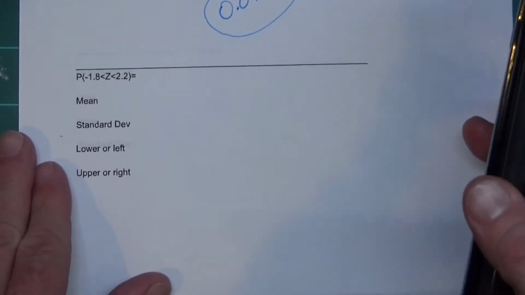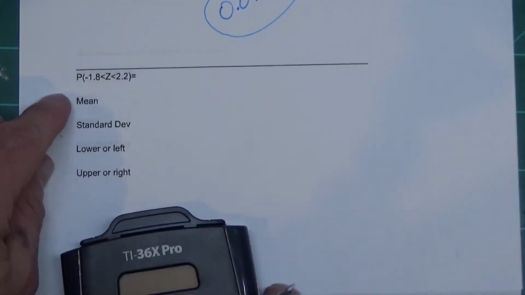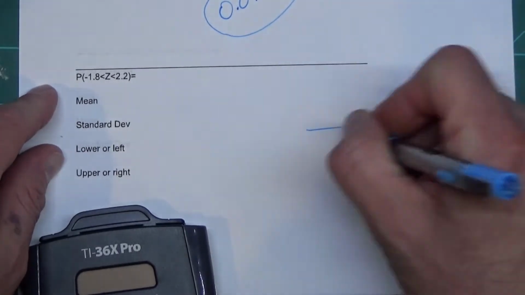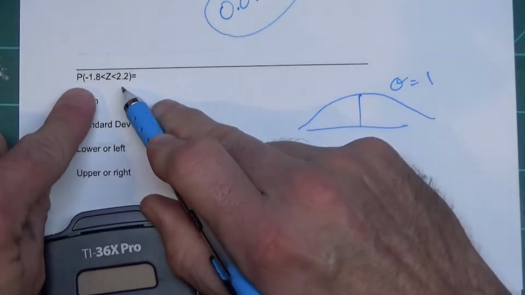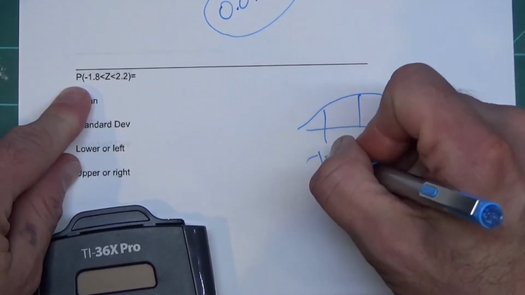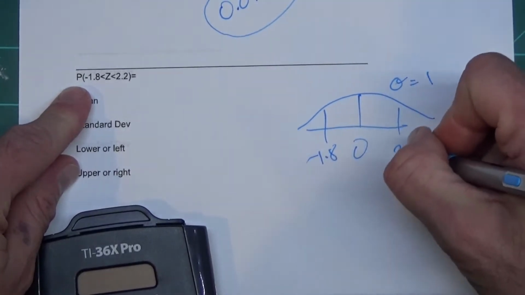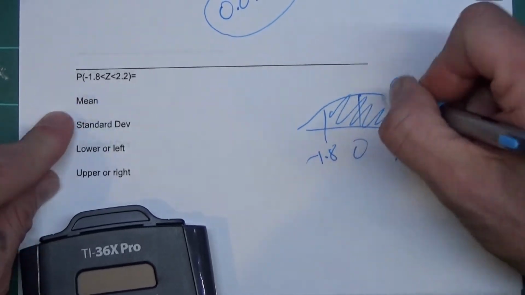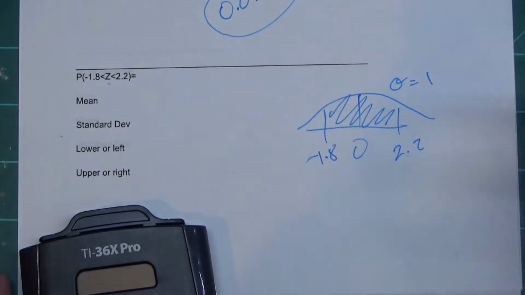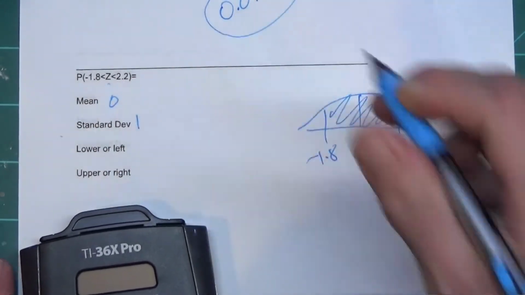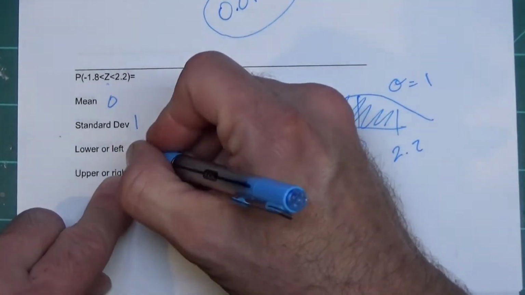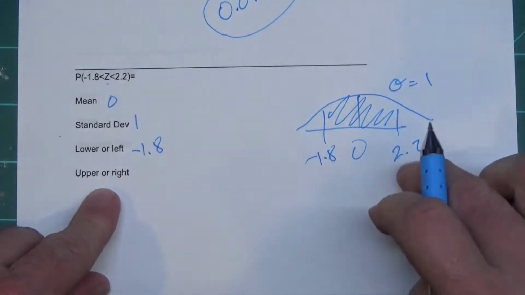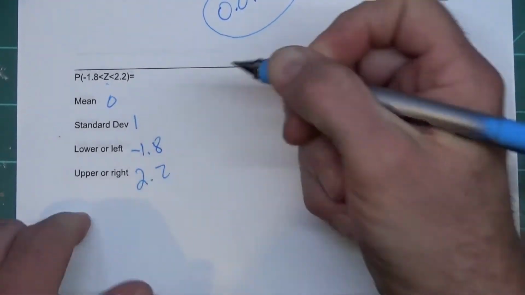Okay, now I'm going to move down to this one right here. So what I'm going to do is draw my picture. My mean is 0, standard deviation is 1. This time I got two numbers. I've got negative 1.8 and I have 2.2. And we're shading between them because the z is between them. Now since we're dealing with z's, the mean is 0, standard deviation is 1. Okay, now look at my picture. My lower left end will be negative 1.8 and my upper right end will be 2.2.